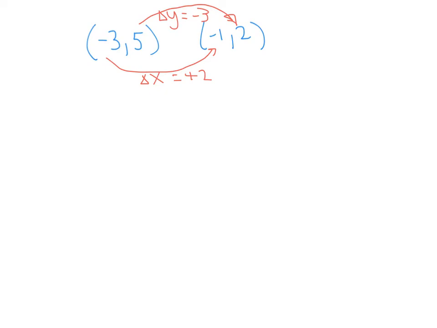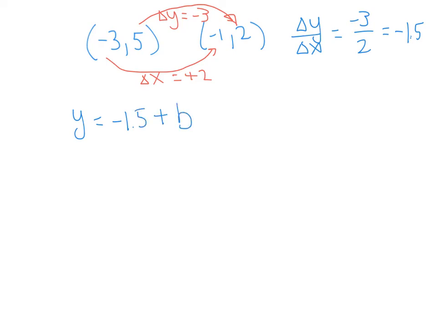What that means is our change in y over change in x, which is of course the definition of the slope, is -3 over 2. You could also write this as -1.5. So that means we can write the equation y equals -1.5x plus something. We'll call that b.